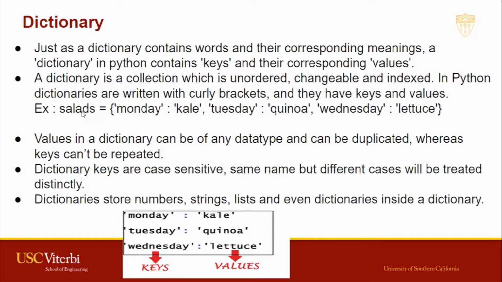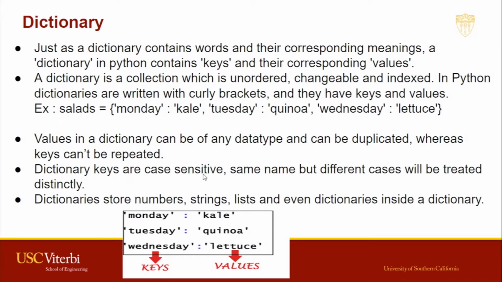So this is a salads dictionary where keys are Monday, Tuesday, Wednesday, and the corresponding values are kale, quinoa, and lettuce. And they are indicated distinctly with the help of this colon operator. And each key value pair is segregated from another key value pair by this comma. Values in a dictionary can be of any data type and they can be duplicated, whereas the keys can't be repeated. The keys have to be unique and distinct.